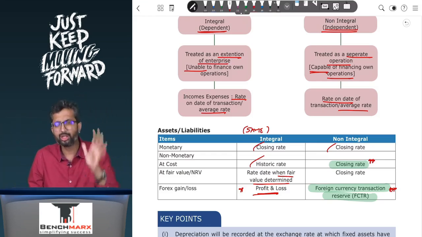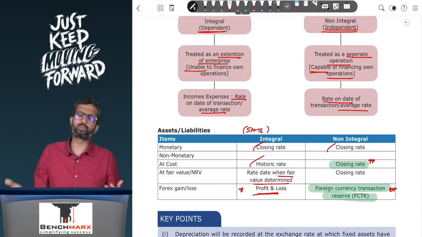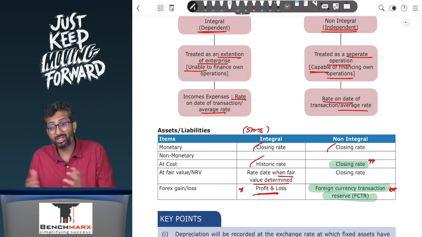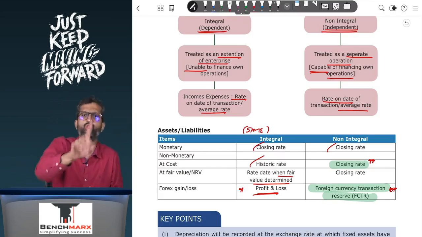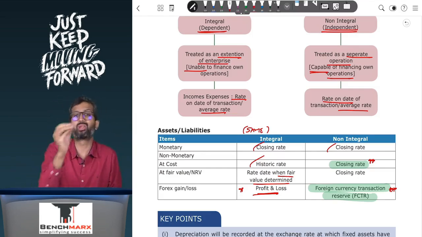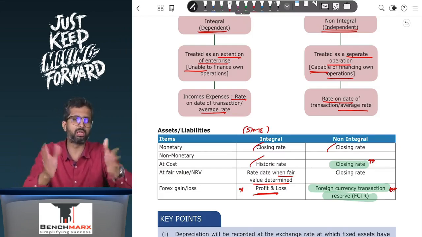Now, if the question tells you that the branch is dependent, it is very easy, it is integral. If they tell you it is largely independent, then it is very easy, it is non-integral. But what if the question remains silent? And most of the institute questions do remain silent. In which case, what has the ICAI done and what should we do? We will generally take the easier approach.